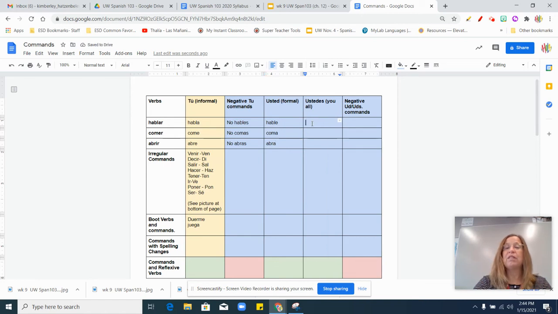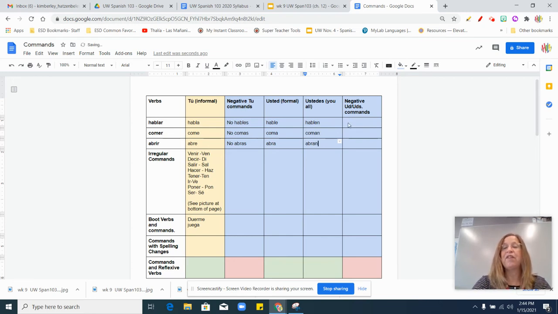And then ustedes, same thing. We use the opposite verb ending. So hablar is an AR verb. So if I want to say you all talk, I'm commanding you all to talk, it's going to be hablen, because it's opposite endings. And you all eat, coman. You all open, abran. Ustedes abran.